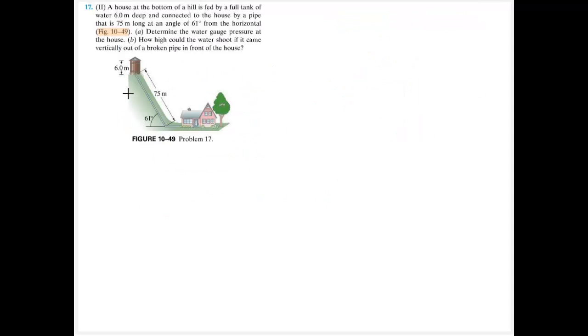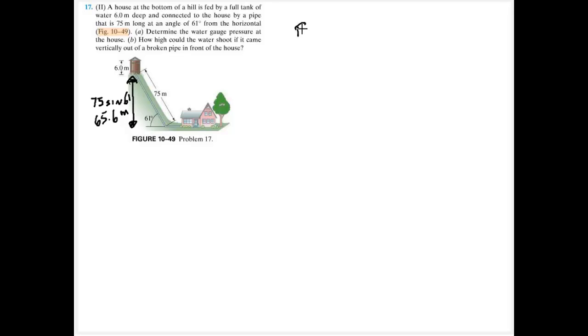In problem number 17, we have a water tank feeding a house from a height. Great way to get pressure with simply using gravity and not using any pumps or anything like that. The water tower is 6 meters high and it's on top of a hill. We're not given exactly how tall this hill is, but we can use trigonometry to say that the height is going to be 75 multiplied by the sine of 61, or 65.6 meters high.